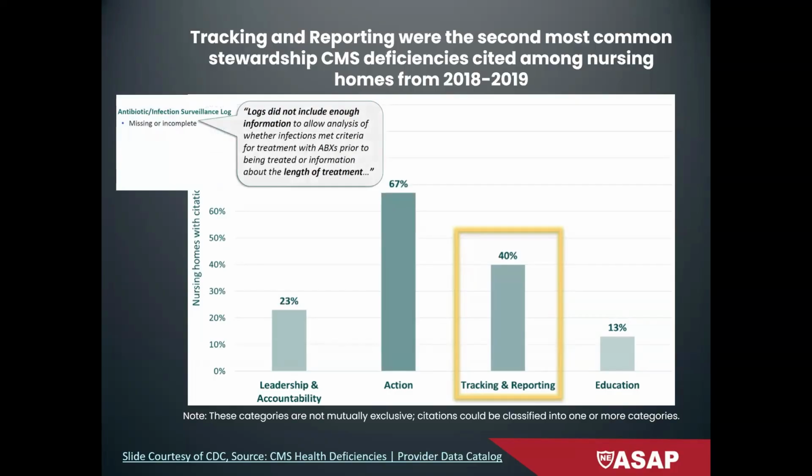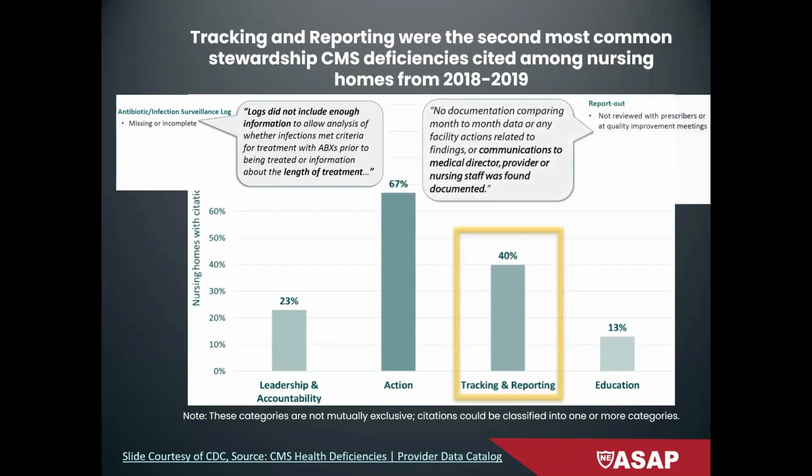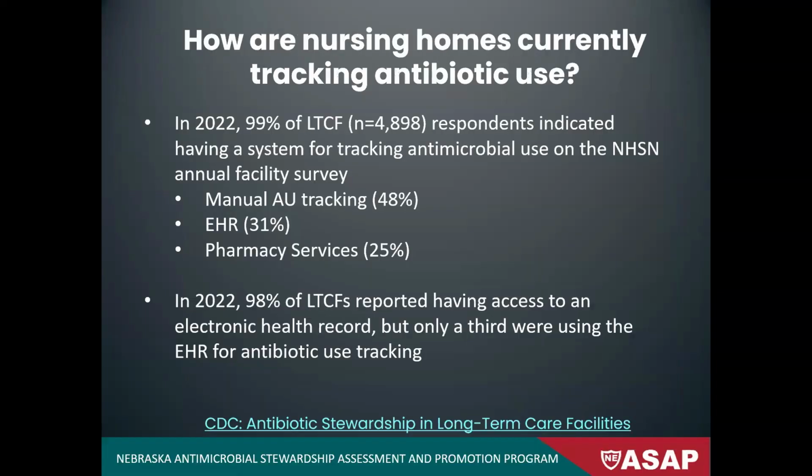The details on what they were citing and why were, for the tracking component, the logs didn't have enough information to allow analysis of whether the infections met criteria for starting a treatment or about the length of the treatment. And then on the reporting side, there was no documentation that the actions and the tracking information were being communicated to the medical director or leadership at the nursing home. So again, this was only a couple years after that regulation went into place. And so I think we've made a lot of progress since then.